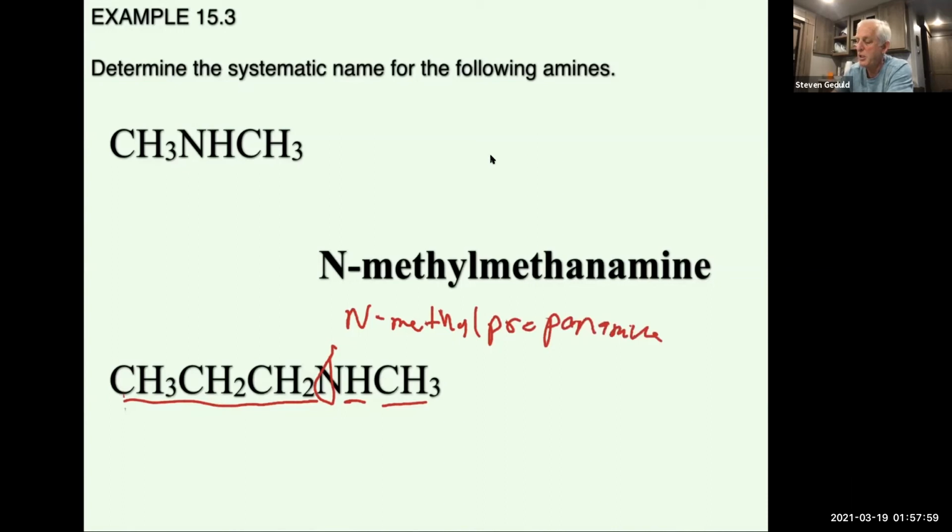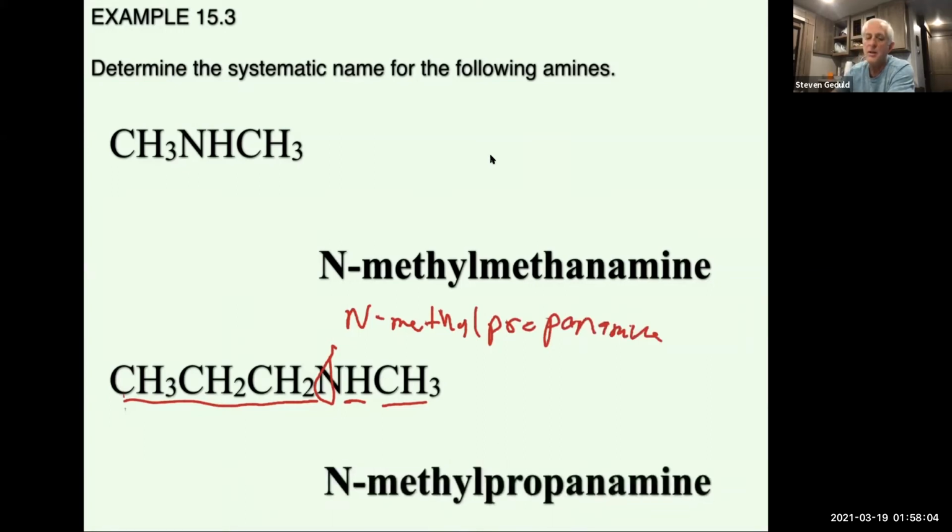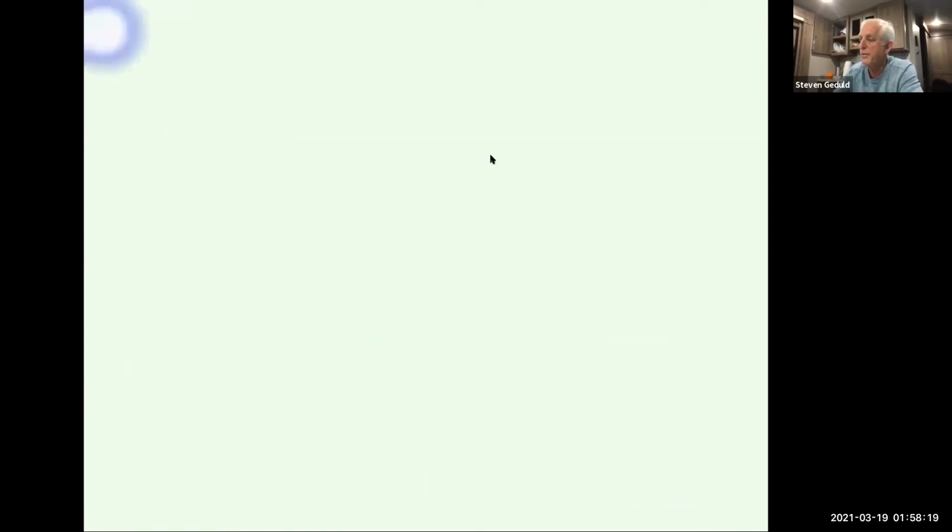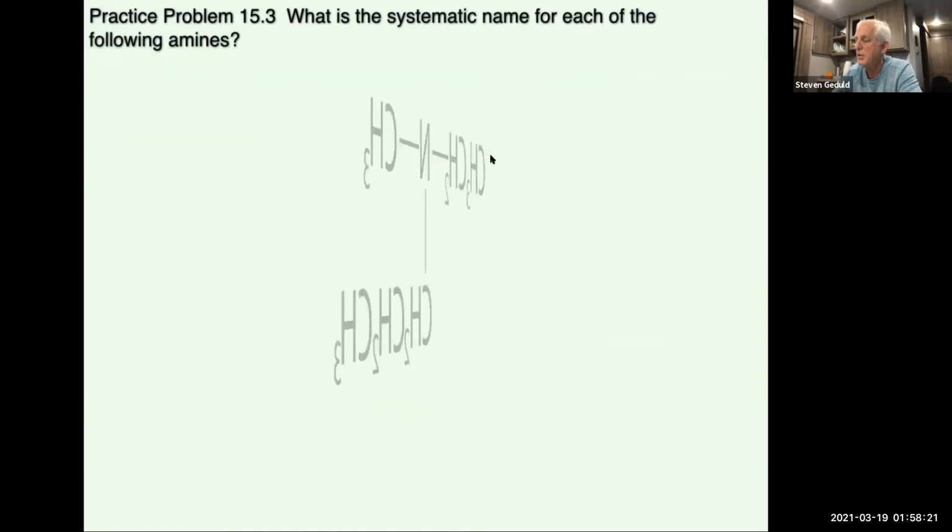You have to tell where it's attached there. So N-methylpropanamine. Again, it tells you that there's one extra attachment, that it's the methyl group, that's your attachment, that it's an amine, and that propylamine is attached to it. It's 3 carbons.